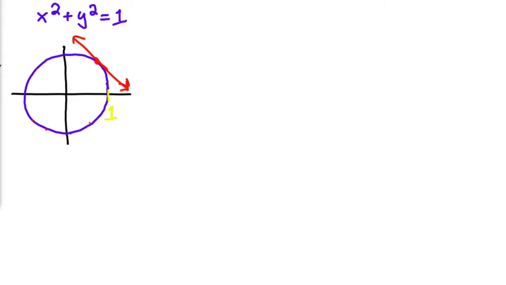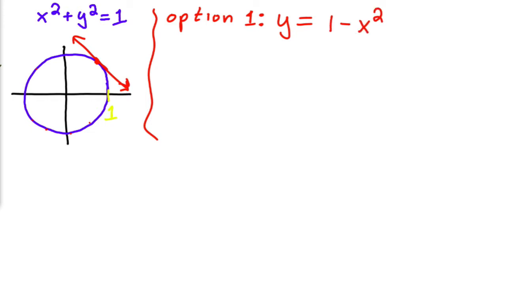Okay, so one option is to rewrite the equation of a circle. If you solve for y, if you bring over the x squared, you would have 1 minus x squared, and then you get the square root of both sides. And so then you would get that y is equal to the square root of 1 minus x squared, but you have two. You have the positive and you have the negative. So the positive square root of 1 minus x squared corresponds to the top part, and the negative square root of 1 minus x squared corresponds to the bottom part.